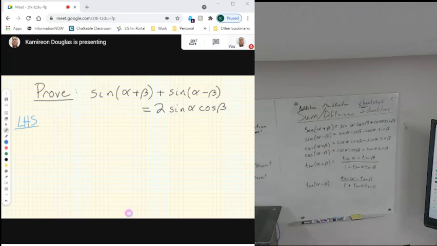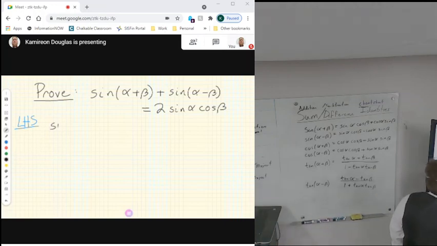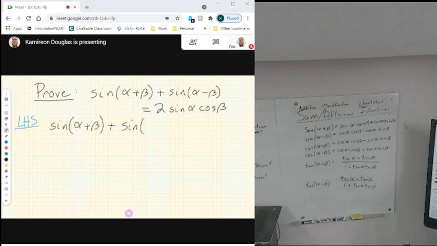Okay? So I'm going to start with the left-hand side. As just said by Levi. Good job. So I start with sine of alpha plus beta plus sine of alpha minus beta.